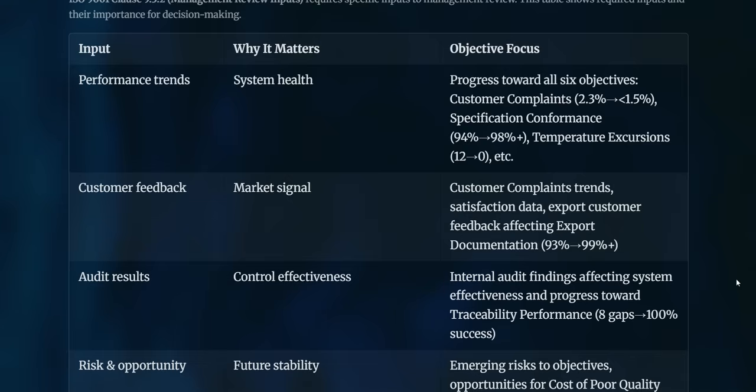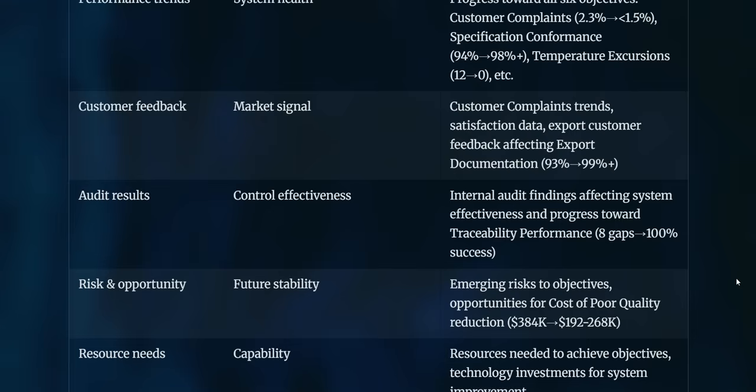The third input of our management review includes audit results. Audit results matter because they show control effectiveness. The objective focus of our audit results will include internal audit findings affecting system effectiveness and progress toward traceability performance, which we set to eliminate the 8 gaps and confirm 100% traceability success.